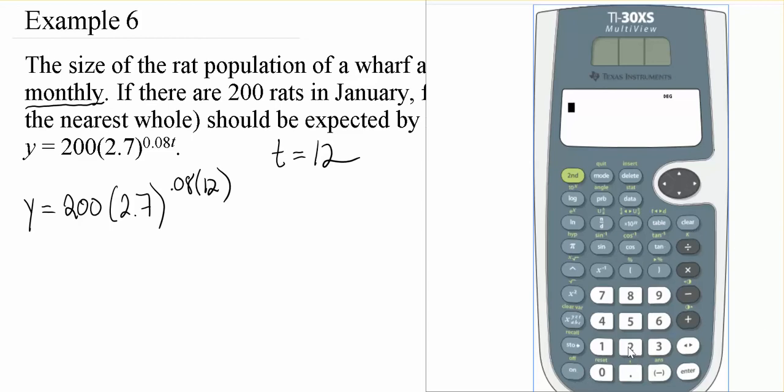To type this into our multi-view calculator, we have 200 times 2.7. And this is where we really start to see the beauty of the multi-view calculator: when I raise to the power, I don't need fancy parentheses or anything. I'm just going to say 0.08 times 12. I can clearly see that it's all in the exponent, so the calculator is understanding the same thing as what I'm trying to type in. I hit enter and I get this answer of 518.966.